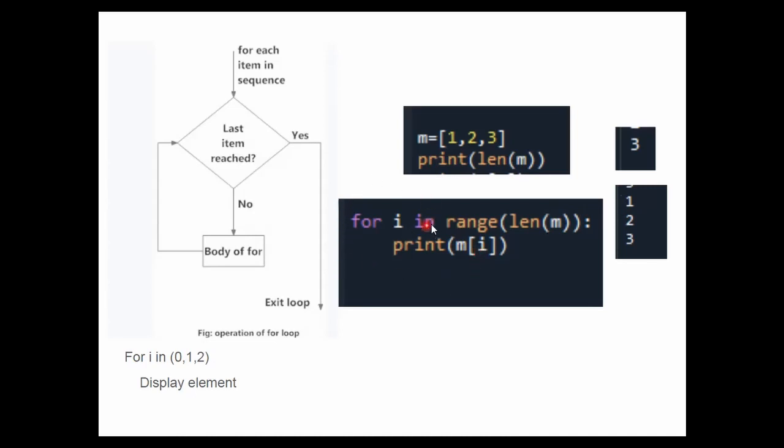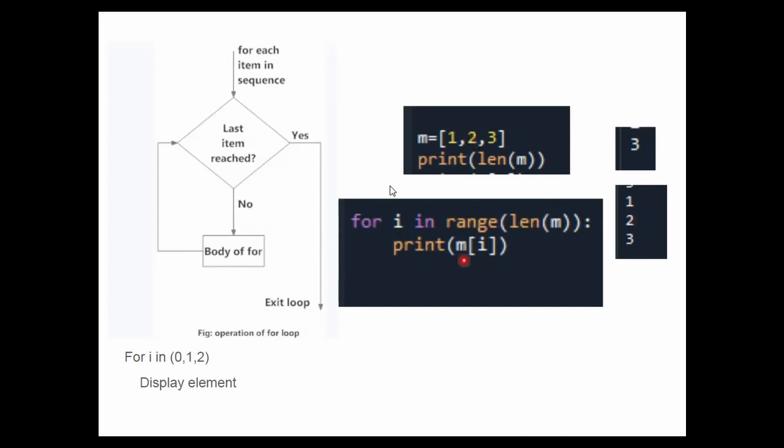So at this time, what is the value of range? The value of range here will be 1, which will be assigned to variable I. Now the variable I has value 1. Again it will enter the for loop and check whether the last item is reached. No. So we are going to enter the body of the for loop. What is there in the body of the for loop is again m of 1. So what is m of 1? What is present at the index number 1? At the index number 1, value 2 is present, so value 2 will be displayed.